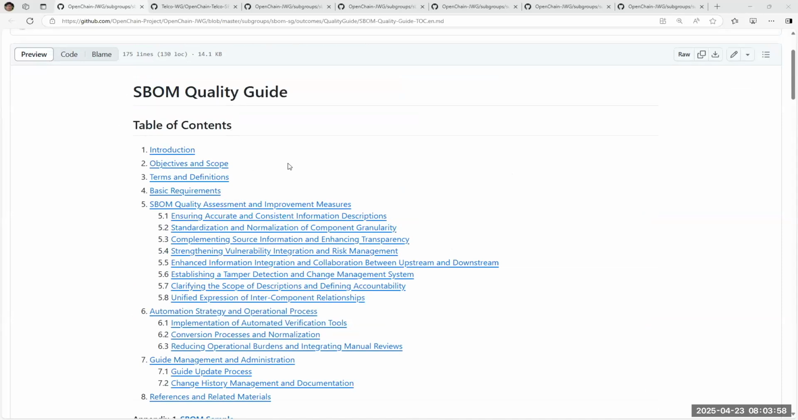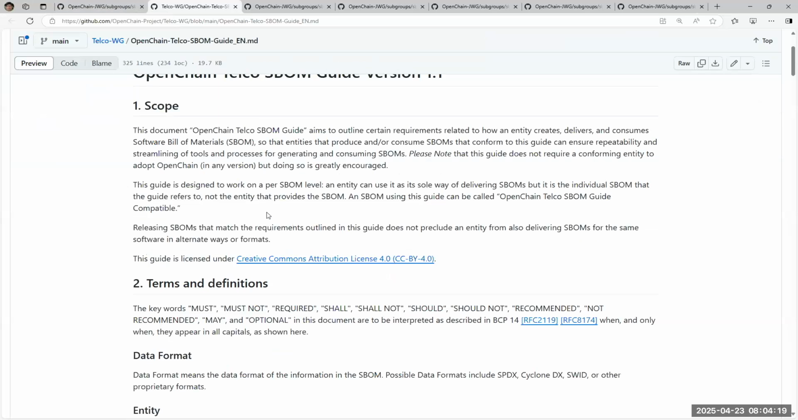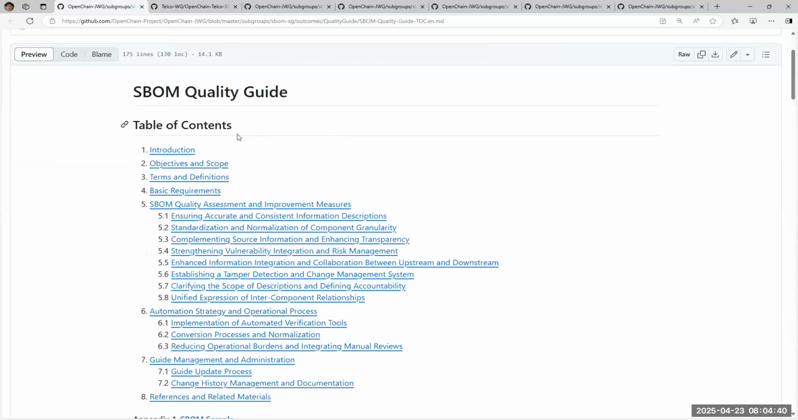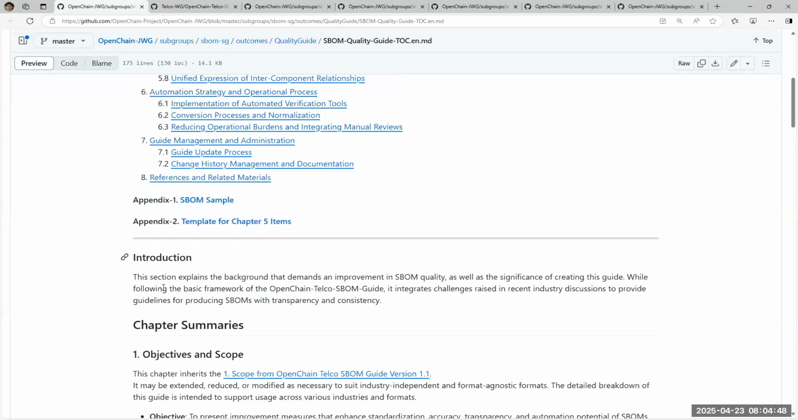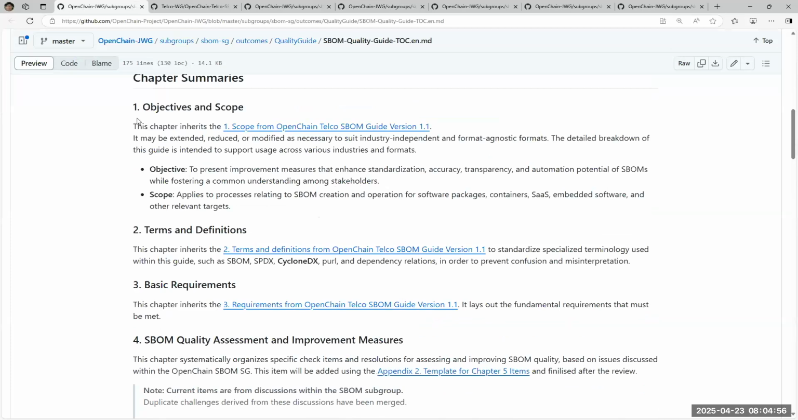We already have a good guide, the Telco SBOM guide, on the OpenChain project repository. So we think we should refer to this guide as a baseline. On the other hand, this guide is described only using the SPDX format. In the past meeting, we said that if we create this guide, it should be format agnostic and industry independent. So I and my Japanese colleagues created a table of contents. The first one is the introduction about this document.